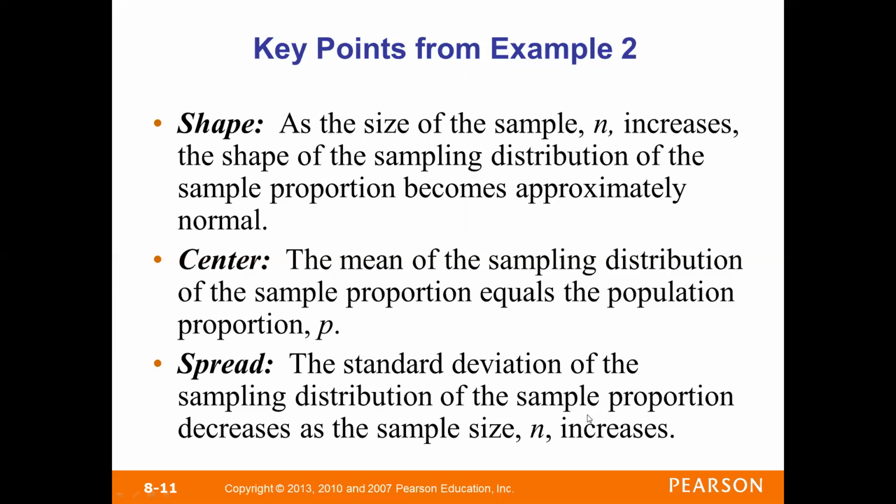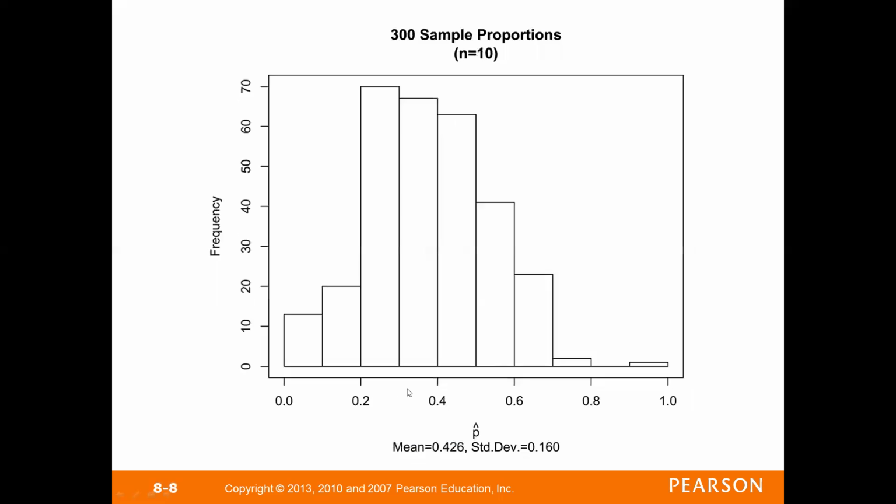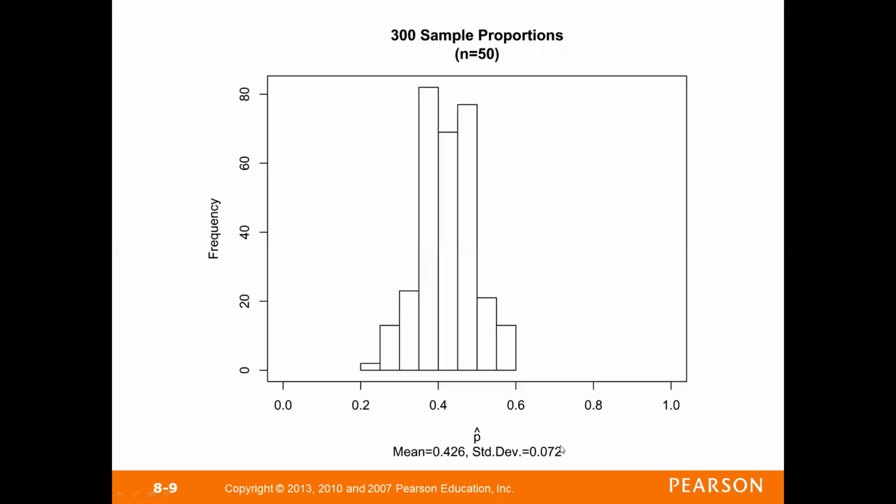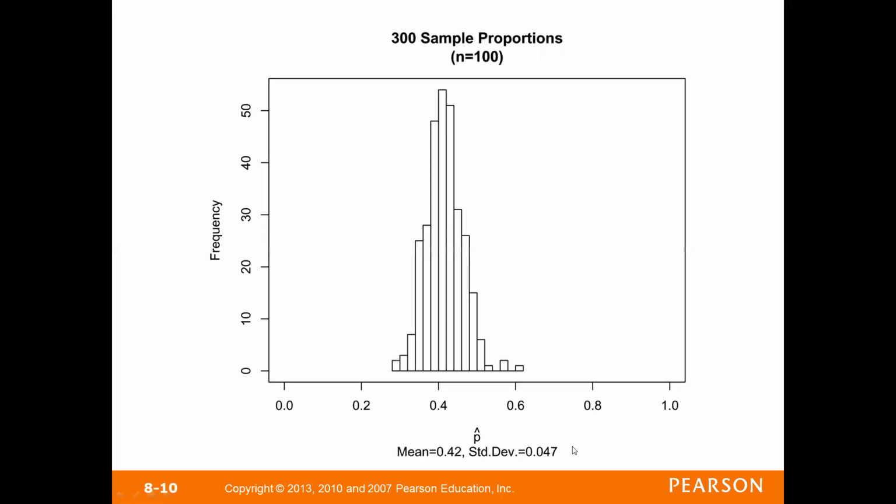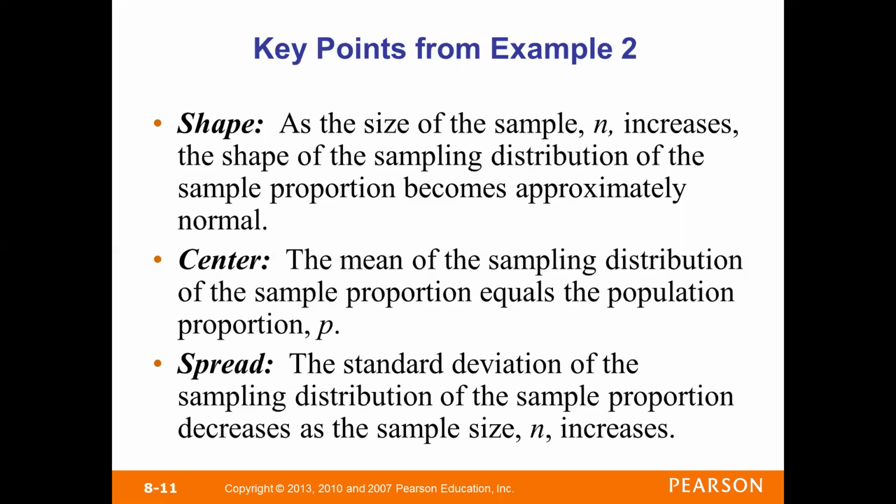and as n increases, that standard deviation does decrease. If we go back and we look, when n equals 10, the standard deviation was 0.16. When n equals 50, the standard deviation was 0.072. And at 100, I had a standard deviation of 0.047. So as n increased, the standard deviation decreased.